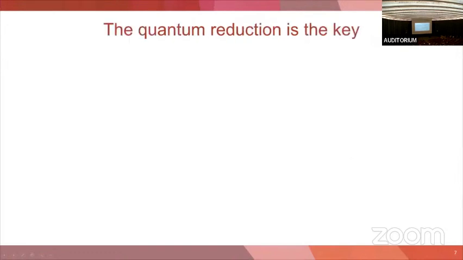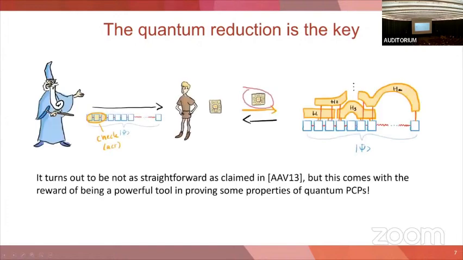So it turns out that this quantum reduction that I mentioned is the key to getting all these results. I played around for a long time trying to adapt classical techniques to get these adaptiveness results, but I couldn't get anywhere. And then it turned out that this reduction was actually the whole key to getting all these results. And it turns out to be not as straightforward as was sketched in this review paper, but this comes at the reward of being a very powerful tool in getting many of these results and showing properties about quantum PCPs.